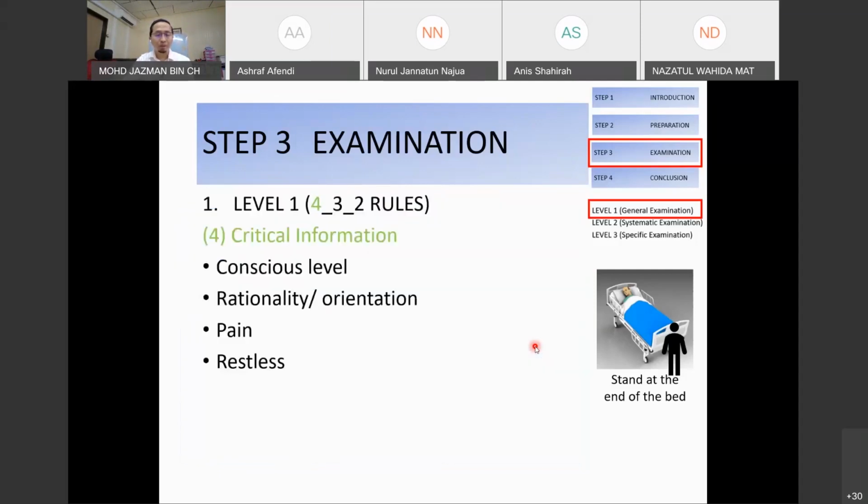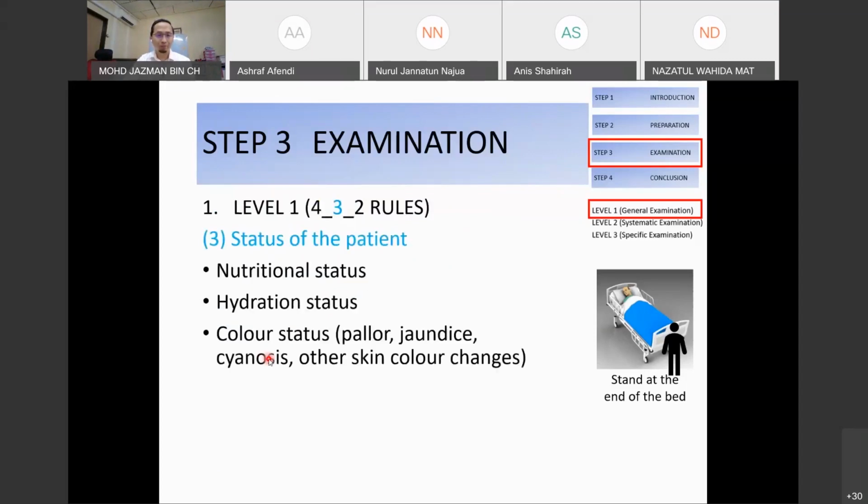I've told you earlier. Okay, so consciousness level you can just describe as fully alert or drowsy, stupor or coma. Rationality, quickly you can assess using the Glasgow Coma Scale or GCS score. And pain, whether the patient appears in pain or not. And lastly, whether the patient appears restless or not. Okay, same thing as well.